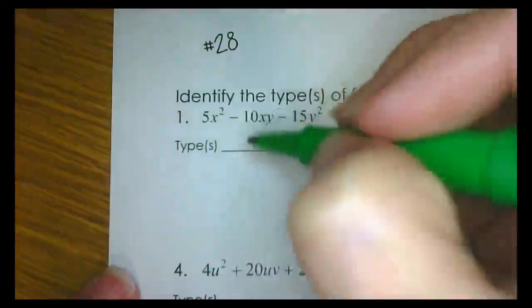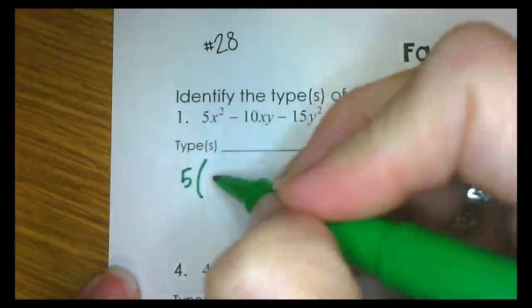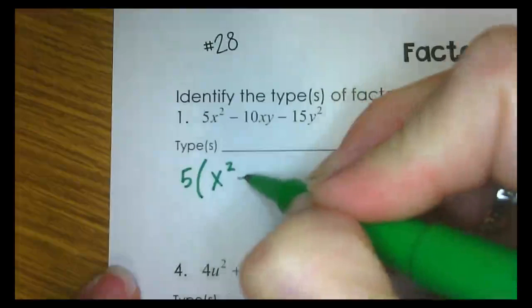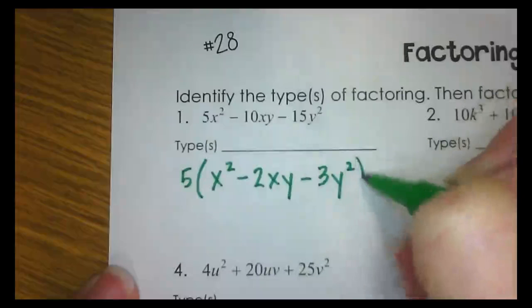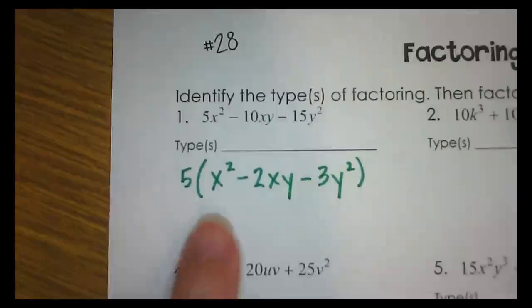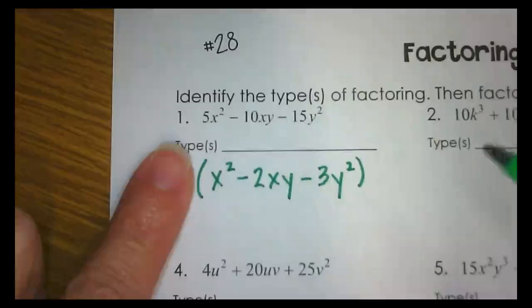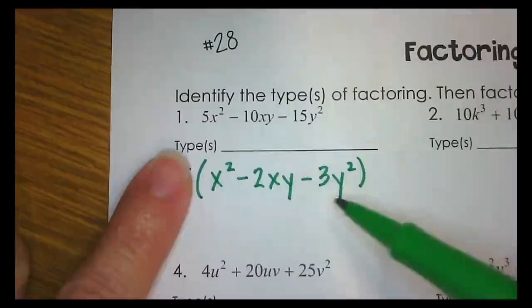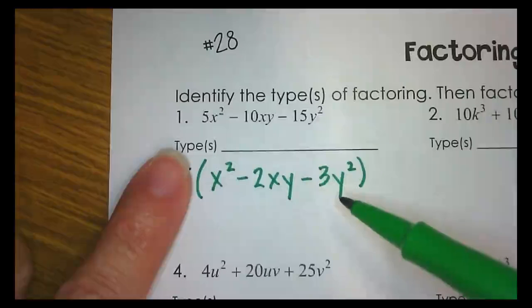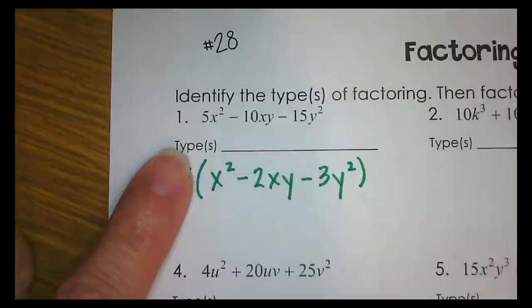I see a GCF of 5, so I'm going to take out a 5, and that is going to leave me x squared minus 2xy minus 3y squared. So now what I'm going to do is look at what's left. After I've taken out this 5, now I have a trinomial. So what I need to do is decide, are there numbers that multiply to be -3 that add up to -2? And the answer is yes. That would be -3 and +1.